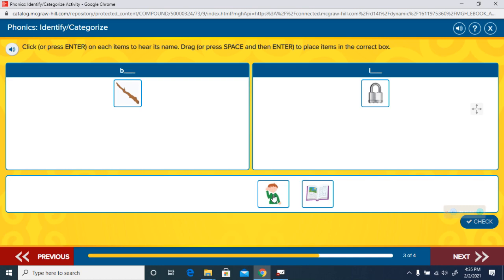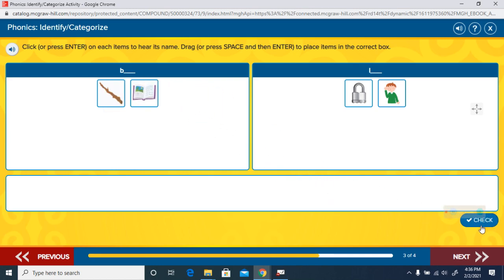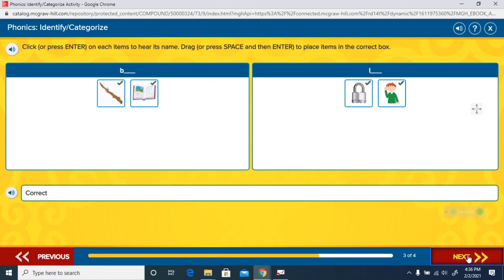Listen. What sound does listen begin with? Listen begins with the L sound that the L makes. It goes on this side. Book. What sound does book begin with? Book begins with the B sound. It goes over here. Good job.